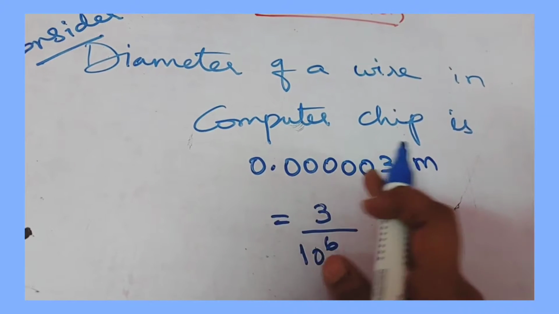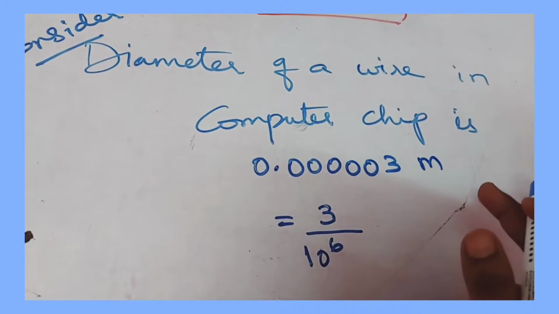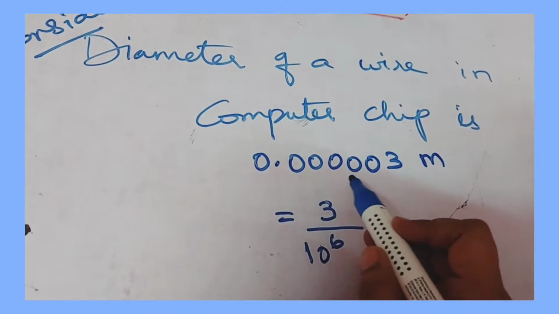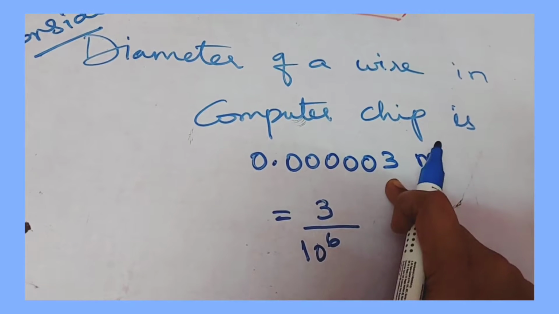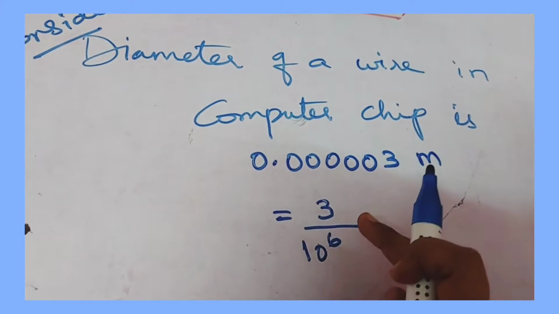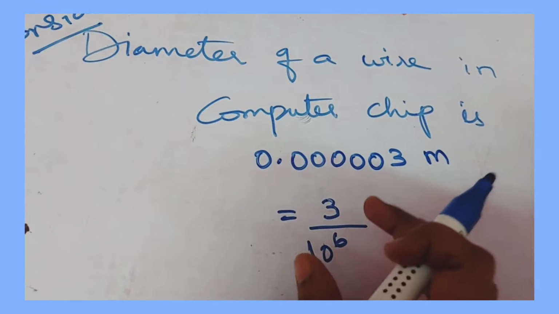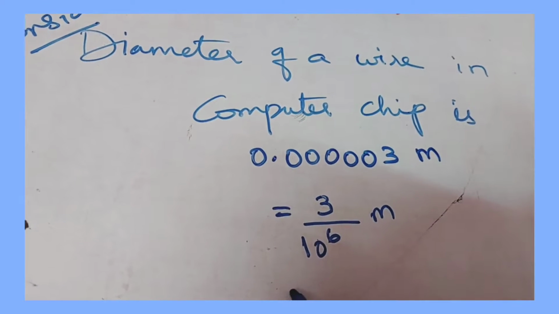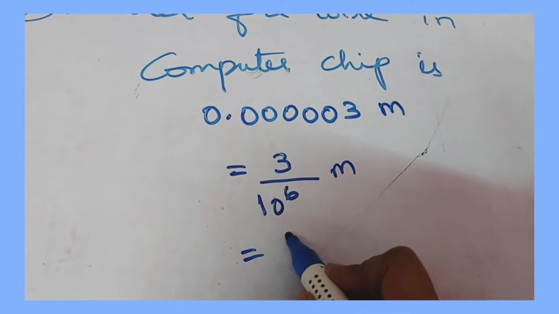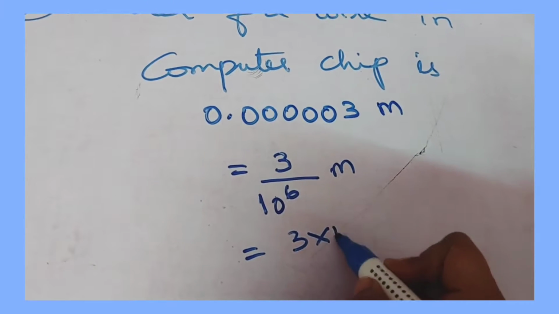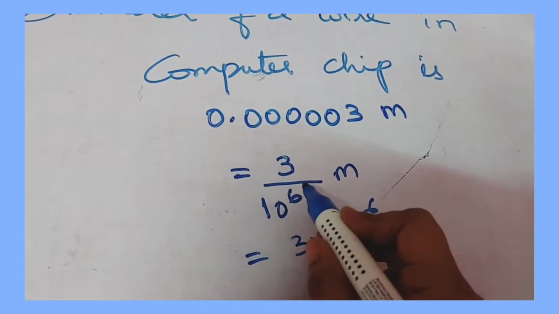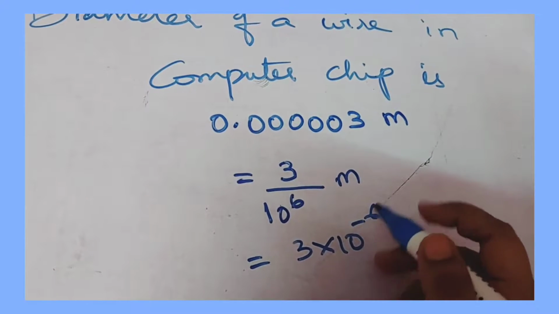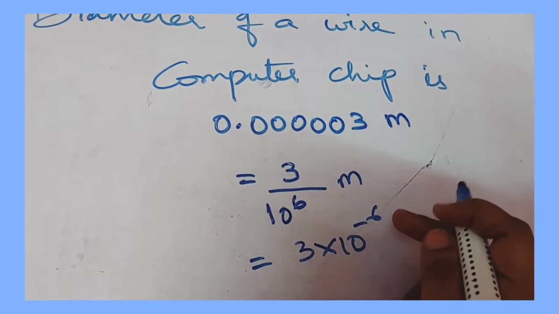After the point you have to see how many numbers are there, and write the power as 6: 1 2 3 4 5 6. Then take this 3. So it is 3 by 10 to the power of 6 meters. Now how do you write this? 3 into 10 to the power of minus 6. If there is a division, meaning by, you have to take minus.